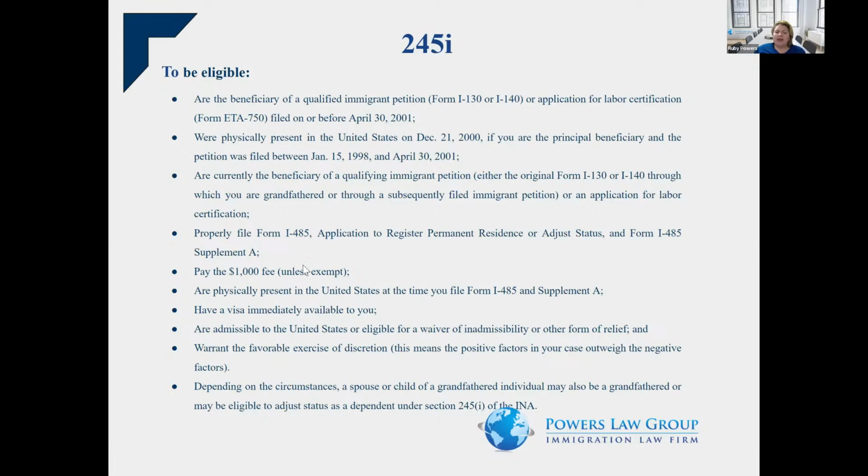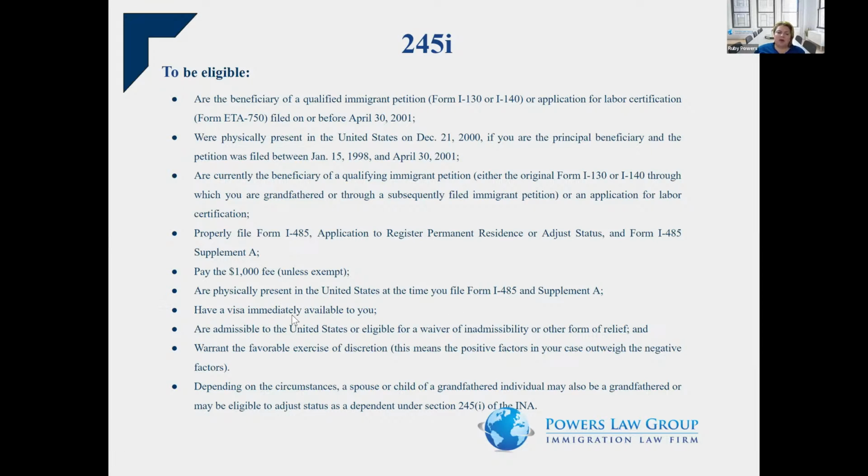Okay. Now, you need to file the I-485. You need to pay the $1,000 supplement. Okay, the I-485 plus the I-485 Supplement A. Supplement A is only for the 245I people, okay? And you pay the $1,000 fee that's in it. So the I-485 right now, as of recording in January 2022, can you believe that? The filing fee for I-485 is $1,225. The filing fee for the I-485A for the 245I purposes is $1,000. So you need to physically be present at the time you file all this stuff.